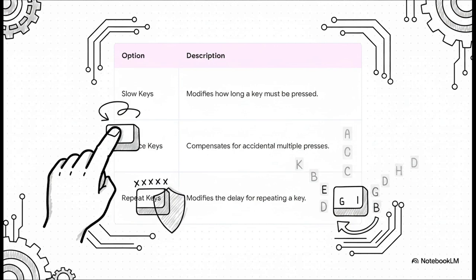For instance, slow keys helps prevent accidental presses by making you hold a key down for just a split second before it registers. Then there's bounce keys, which is perfect for someone who might have tremors because it ignores quick, repeated taps of the same key. And of course, repeat keys just lets you control how fast a character repeats when you hold a key down.